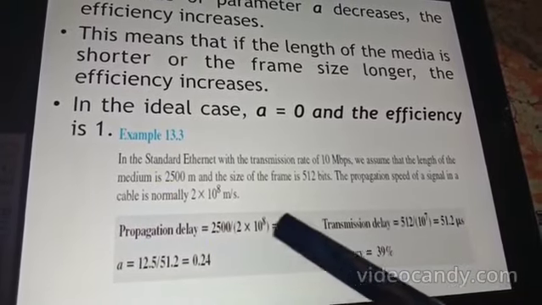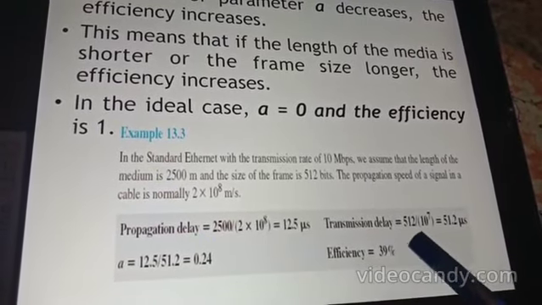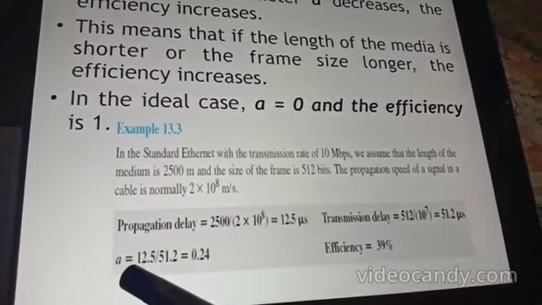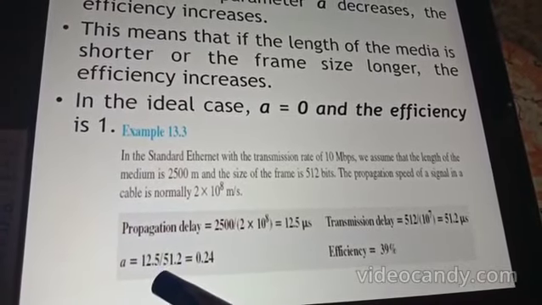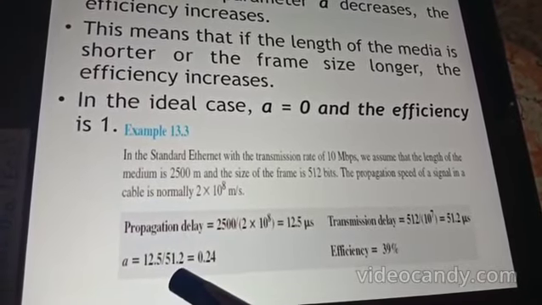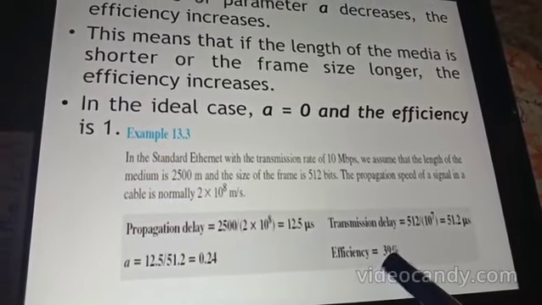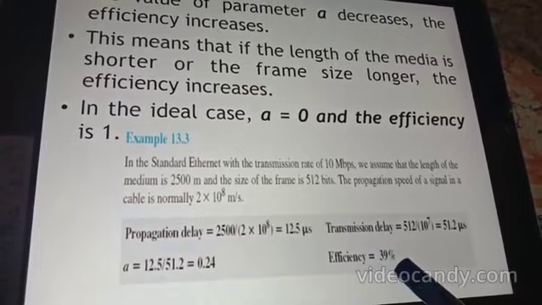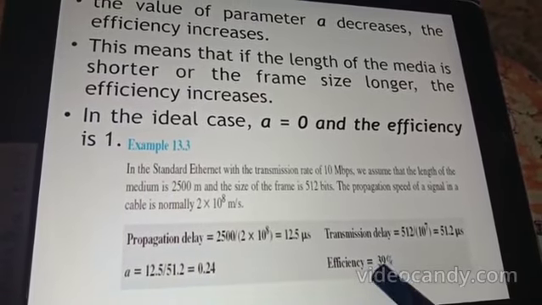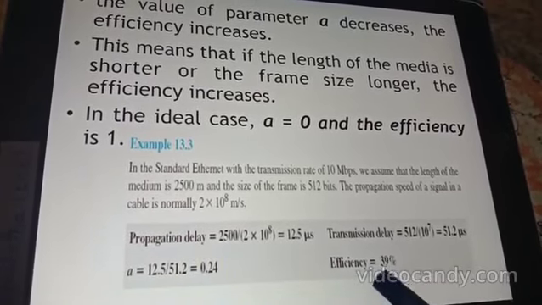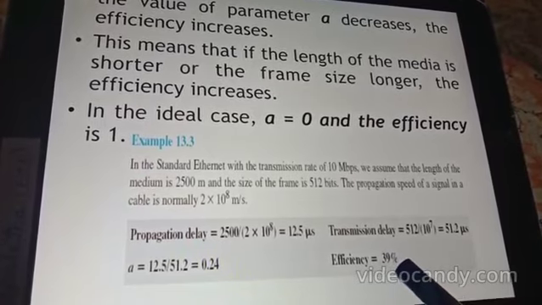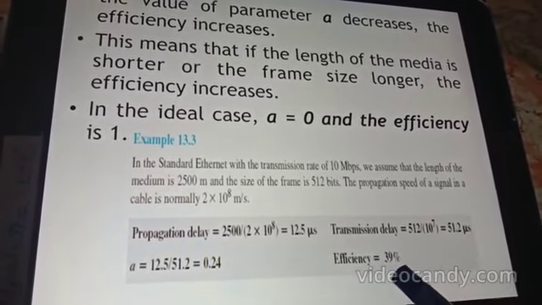Now what is a? It is the propagation delay over the transmission delay. So a is equal to 12.5 divided by 51.2 microseconds, which gives you 0.24, and the efficiency is 39%. 39% is out of 100%. 39% is the time which has been utilized by the station, and for the remaining 61% the medium is occupied.